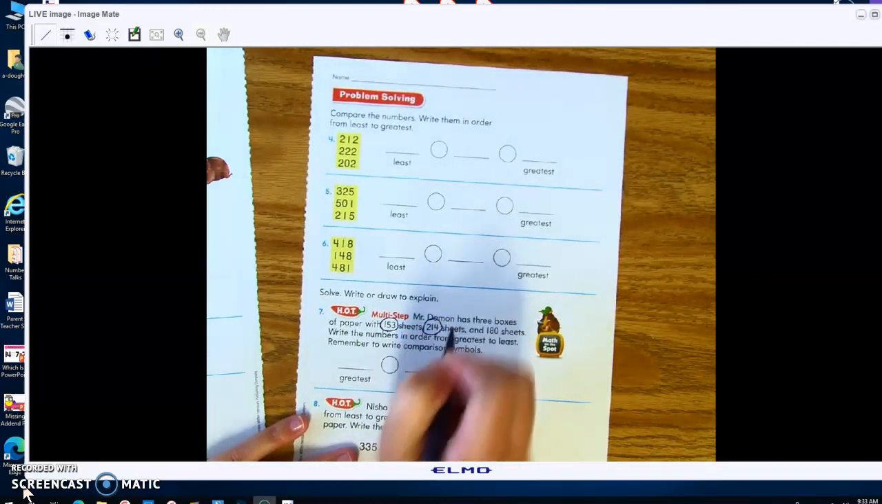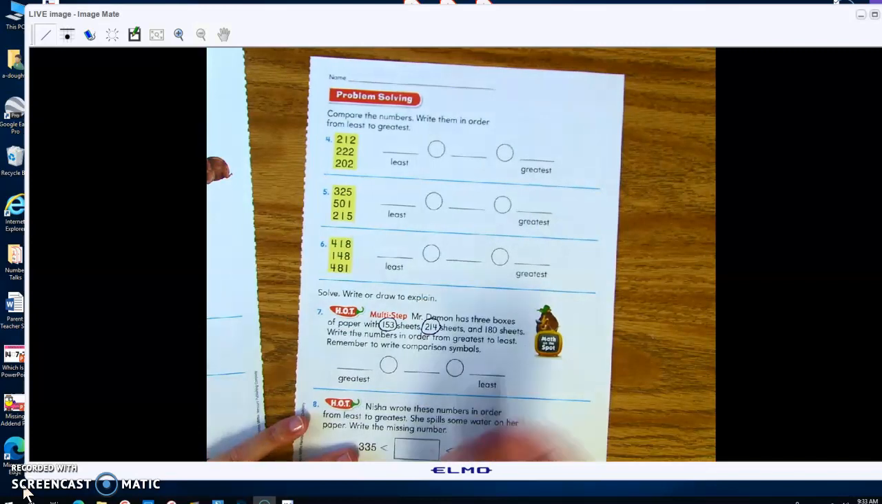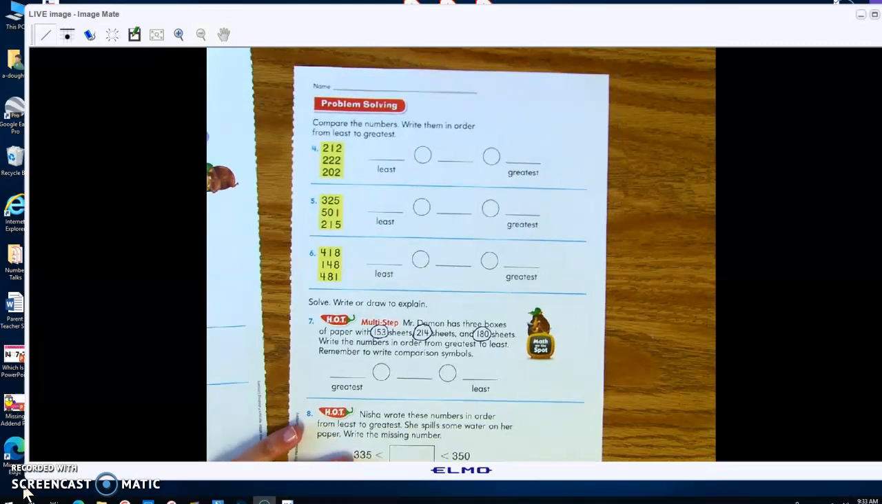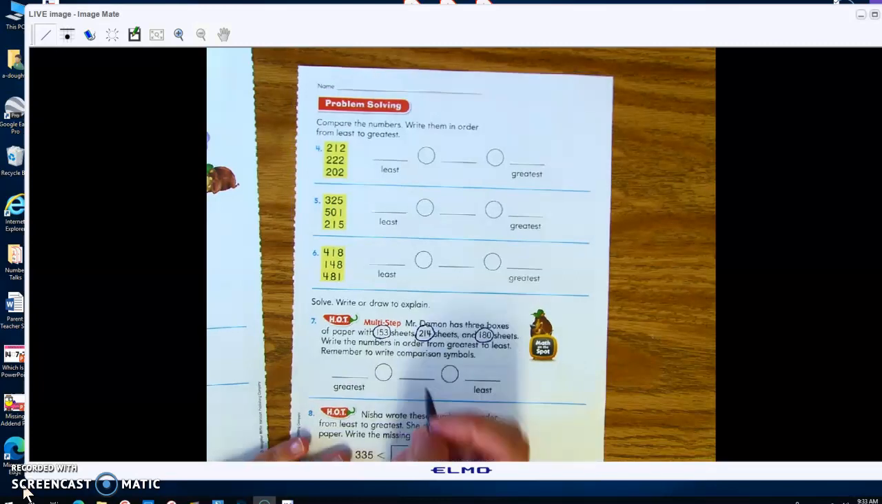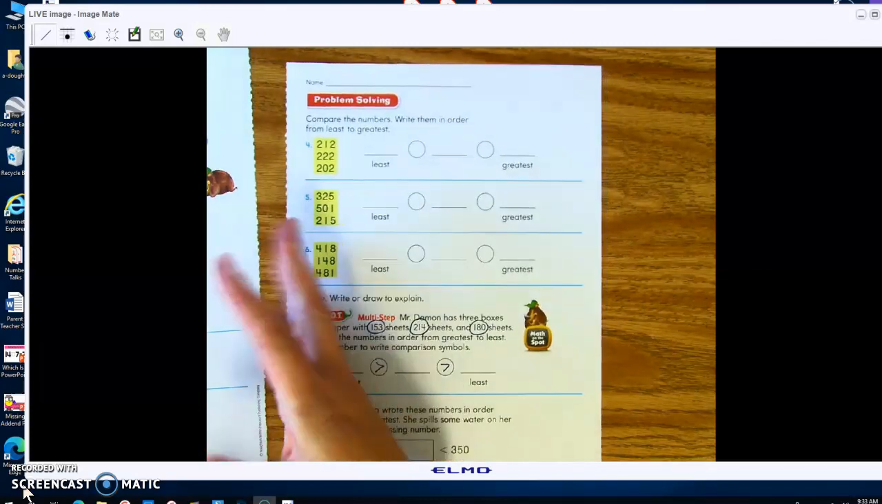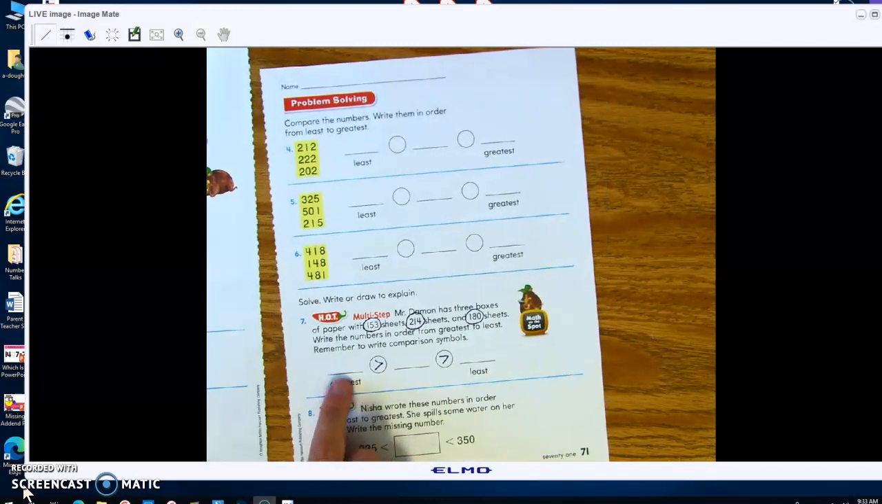214 sheets. Circle that number. And 180 sheets. Circle that number. So now we're going to write the number from greatest to least. Greatest. That means a bigger number first. So now the alligator is going to go this way. Okay? Because we're going to put the biggest number here.